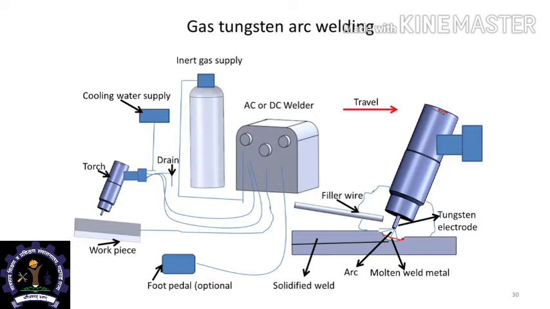Please note that the filler, unlike in the earlier processes that we discussed, is not coming from the electrode, but is separately added. The liquid metal is protected by the inert gas that is being supplied. Typically, it will be argon gas that is used. In the schematic shown, where the torch is moving towards the right-hand side, you would see that the solidified weld is on the surface, and the arc is protected by the shroud of argon gas that is around.